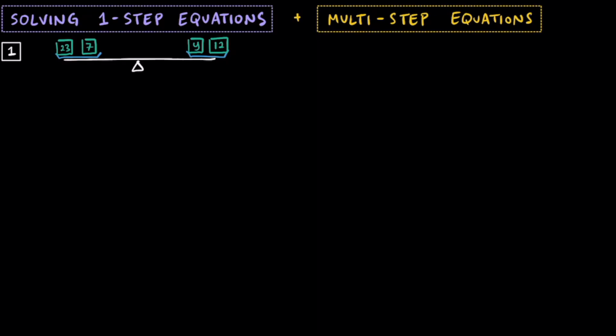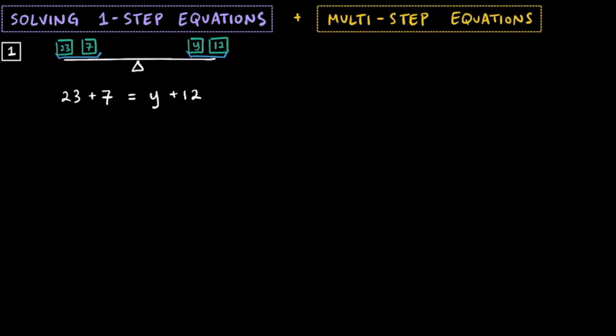So in order for this scale to be balanced, the question is how heavy does the y weight have to be, okay? And so we can write an equation to solve this. If it's perfectly balanced, we know that 23 pounds plus the 7 pounds on the left side must equal the y pounds plus the 12 pounds along the right side, right? So if the scale's balanced, then both sides must be equal.